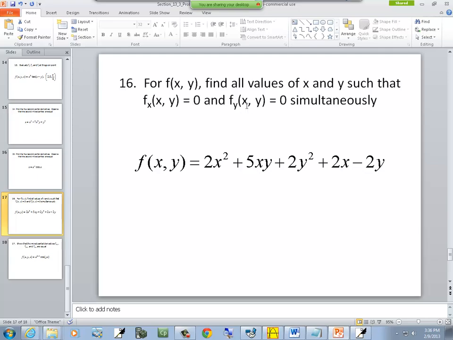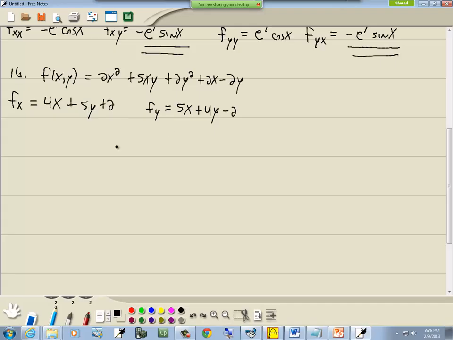Then it says set them equal to 0. That's what that instruction is indicating. So we're going to have 4x plus 5y plus 2 is equal to 0. And over here we'll have 5x plus 4y minus 2 is equal to 0. Now this one I can rewrite as 4x plus 5y is equal to negative 2. And this one I can rewrite as 5x plus 4y is equal to positive 2.